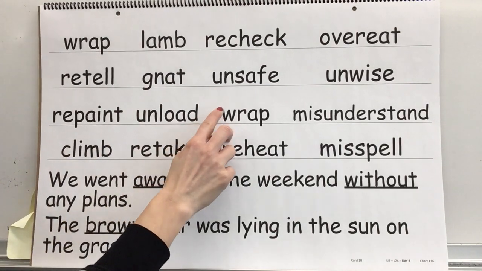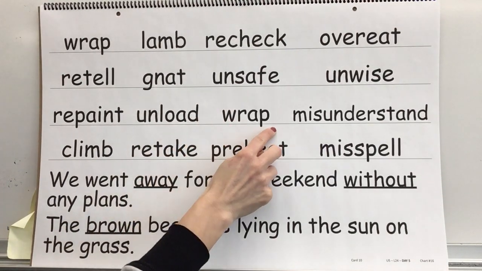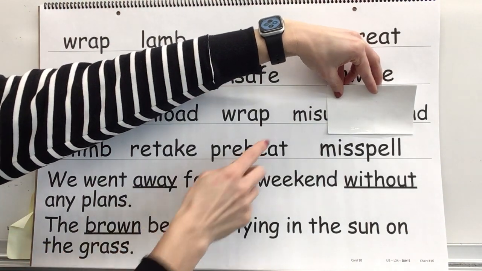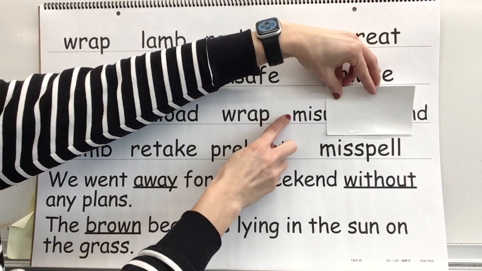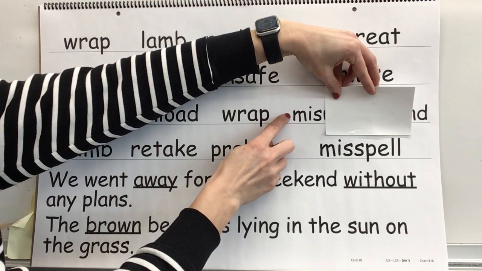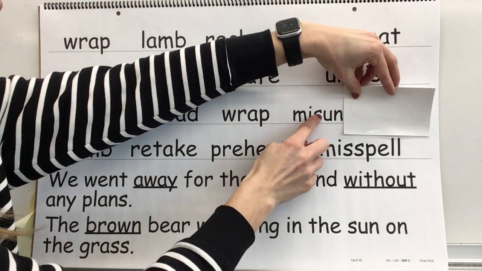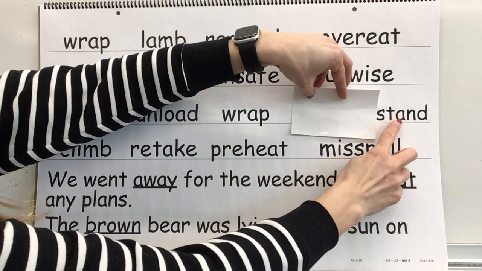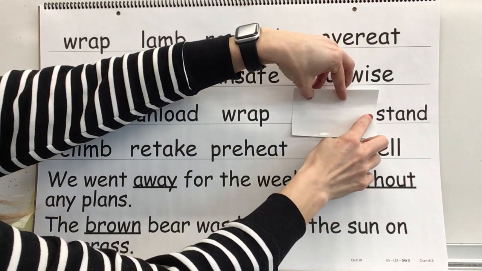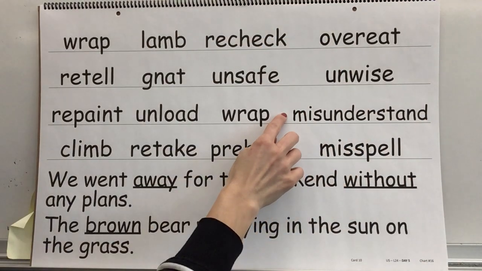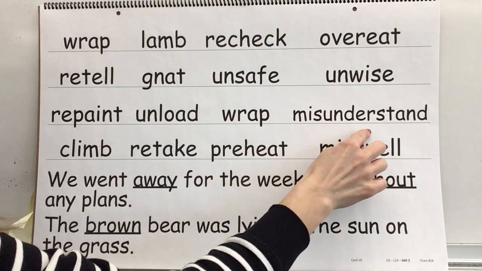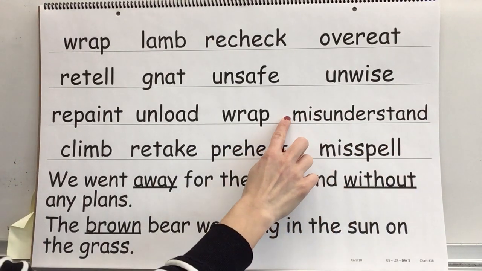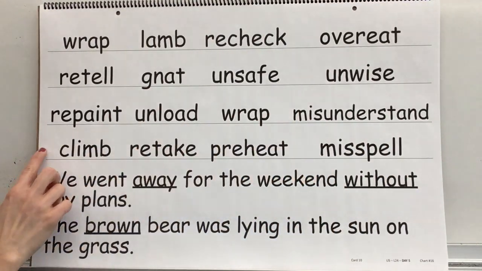Word. Unload. Sound. Word. Wrap. All right, this one's a big one. My card doesn't even cover all of it. So, I'm going to slow this one down a little bit. Prefix. Miss. Syllable. Un. Syllable. Der. Sound. Ah. Syllable. Stand. Blend. Misunderstand. Word. Misunderstand. Yes. Misunderstand.